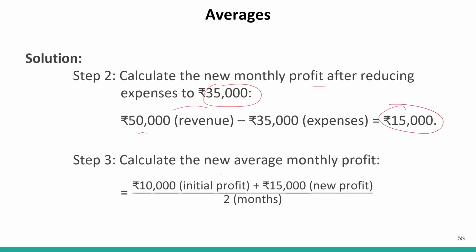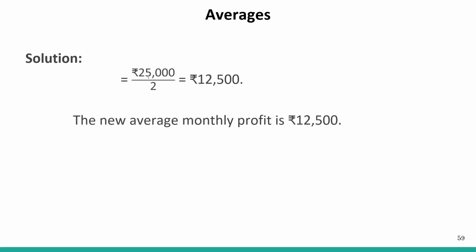So calculating the new average monthly profit will be 10,000 plus 15,000 divided by 2 months, because this is the first month and this is the second month. So we'll assume 2 months in the denominator. What will be left is 25,000 by 2, that is equal to 12,500. So the new average monthly profit is 12,500.